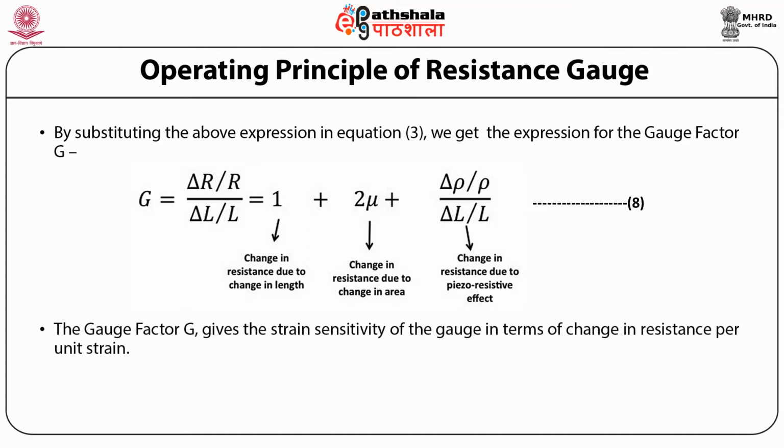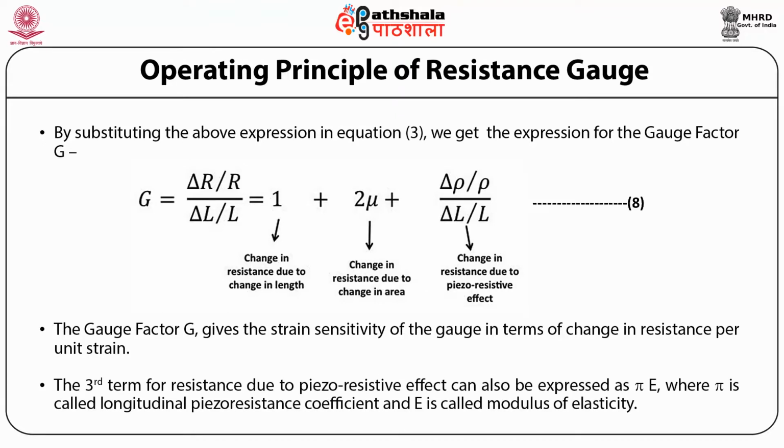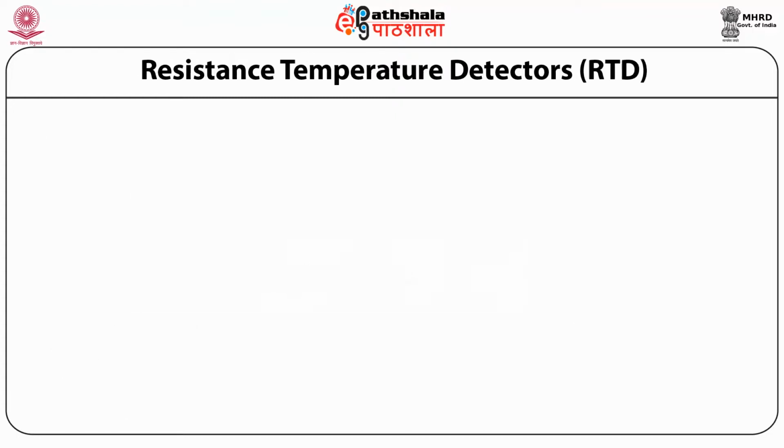The gauge factor G gives the strain resistivity of the gauge in terms of change in resistance per unit strain. The third term for the resistance due to piezoresistive effect can also be expressed as pi E, where pi is called longitudinal piezoresistive coefficient and E is called modulus of elasticity.